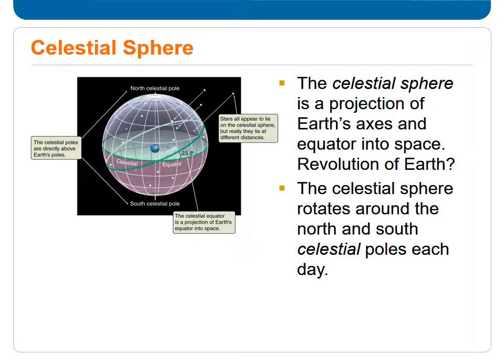As a convenience, we can think of the sky as a large sphere centered on the Earth. This is called the celestial sphere. The celestial sphere is a useful tool for mapping the positions of the stars and objects in the sky. Each day, the celestial sphere appears to rotate around two poles. These are called the North Celestial Pole and the South Celestial Pole, and they are aligned with the Earth's north and south poles.